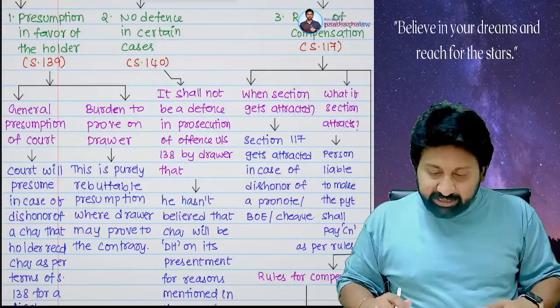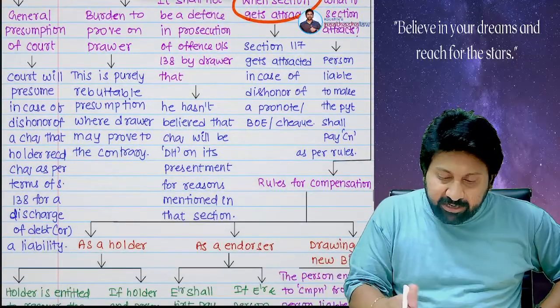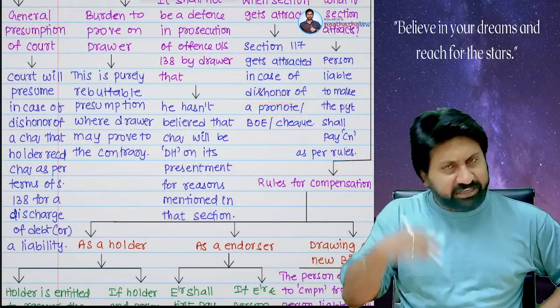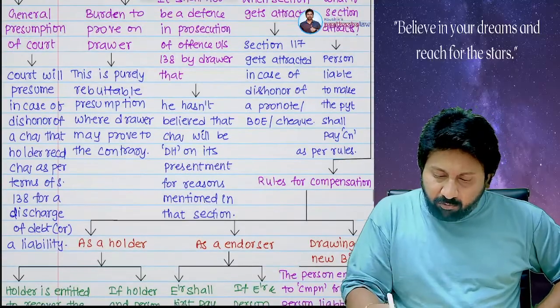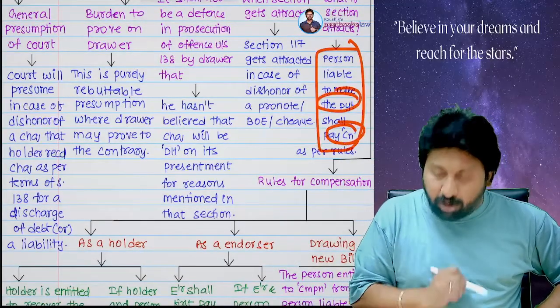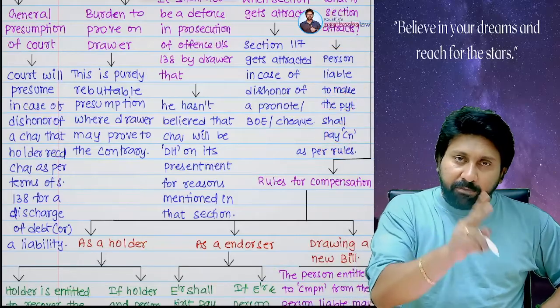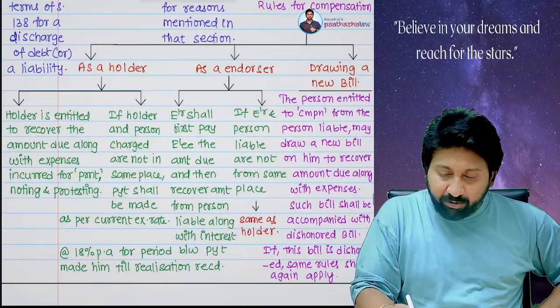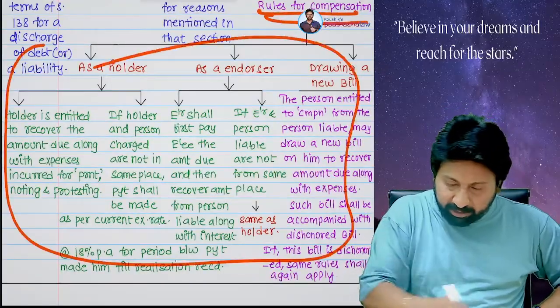Let's see. Section 117 gets attracted in case of dishonor of a check, promissory note, or a bill of exchange, any negotiable instrument. What if the section gets attracted? The person liable to make the payment shall pay compensation. In case of a promissory note or bill of exchange, the debtor has to pay compensation as per the rules. What are the rules? Very, very important content.